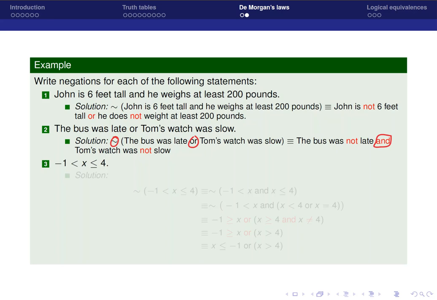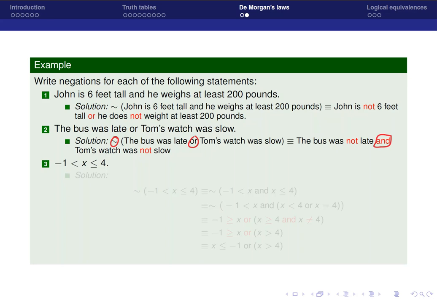Similarly, saying that the watch was not slow does not mean that it was running fast. It could have been also on time. So again, we don't want to run into those problems where we simplify it. So for now, we're going to leave it as Tom's watch was not slow.